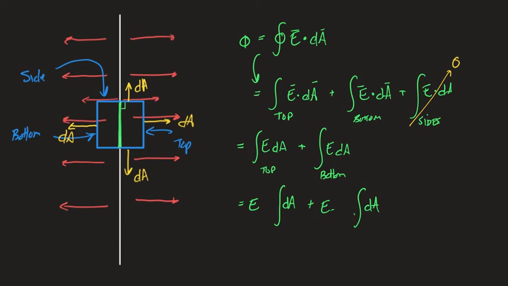I then evaluated all the dot products. I went to each shape and looked specifically at the direction of the area compared with the direction of the electric field. I dealt with the dot products. I compared the direction of the areas with the direction of the electric field.